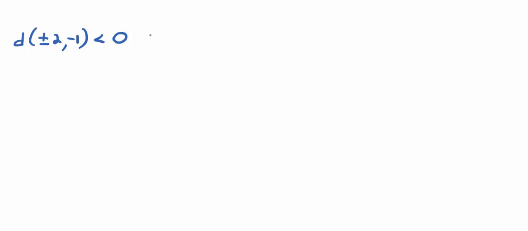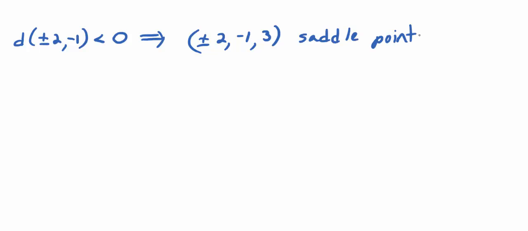So what does that mean? That implies that plus or minus 2, negative 1, when you plug in those values into the original function, you actually get a height value of 3. So that implies that plus or minus 2, negative 1, 3, both of those are saddle points. And that's it.